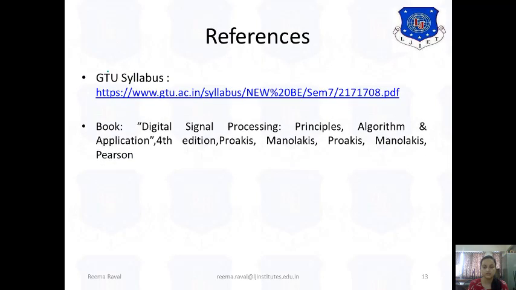These are the references. The first one is your GTU syllabus and the second is your reference book, Digital Signal Processing, Principles, Algorithms and Applications, 4th edition by Pearson Publication.